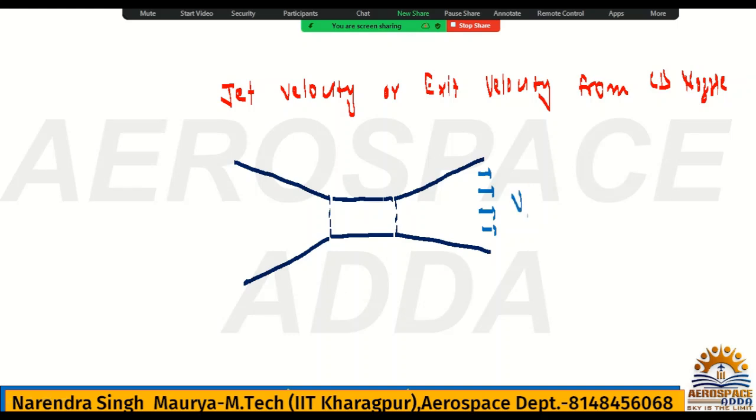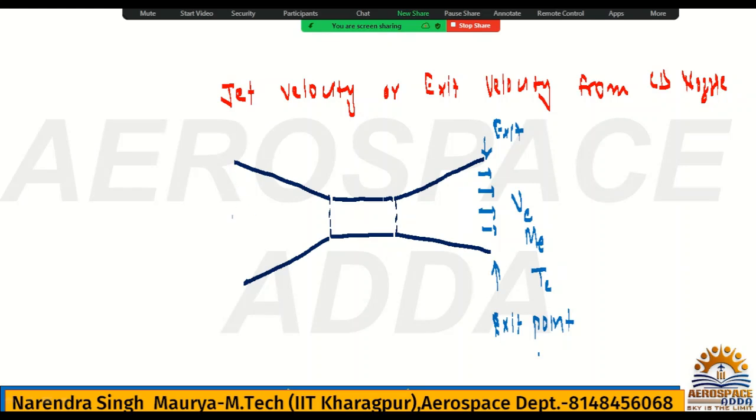So what is the velocity here? It is the exit, because this is the exit of the CD nozzle. If this is the exit velocity, then what will be the Mach number? Mach will be M exit. So how to get it? And what will be the temperature here? Obviously the temperature will be T exit, because it's the exit point. How to get that velocity?